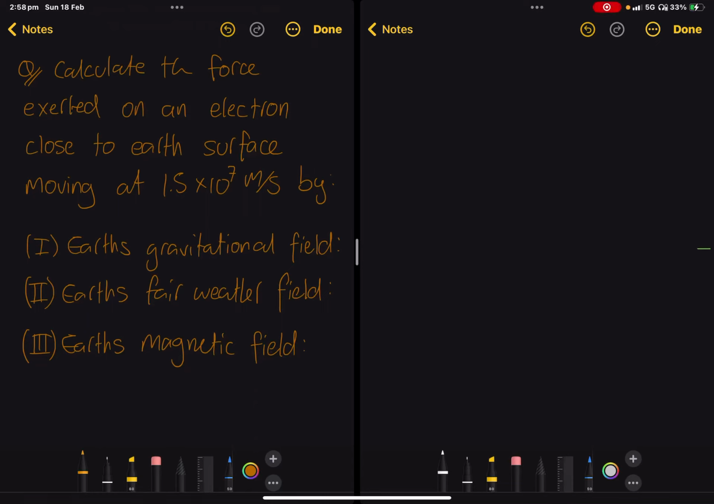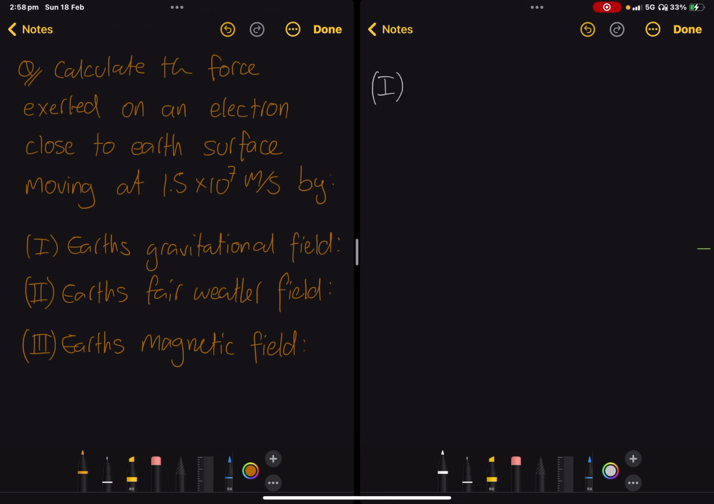Okay, so we're going to take a look at another electromagnetics question. We are told to calculate the force exerted on an electron close to the Earth's surface, moving at 1.5 times 10 to the 7 meters per second by 1. The Earth's gravitational field, 2. The Earth's fair weather field, and 3. The Earth's magnetic field. Alright, so first we'll deal with part 1.